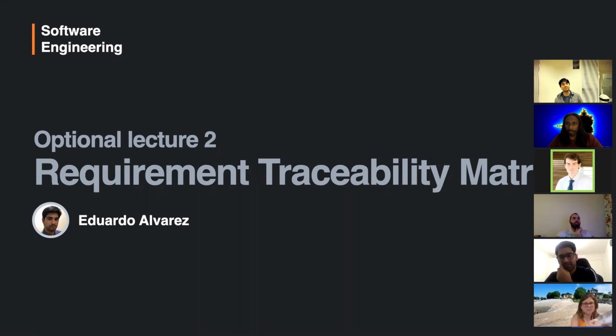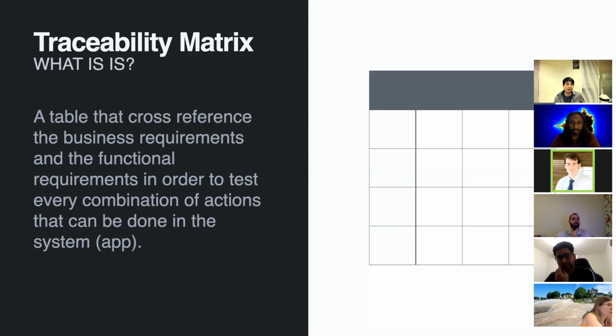Welcome to the optional lecture number 2, the RTM matrix. As Dina already mentioned the concept, we can go a little bit quicker. The RTM matrix is a table that cross-references the business requirements and the functional requirements in order to test every combination possible that can be done inside the system or application.